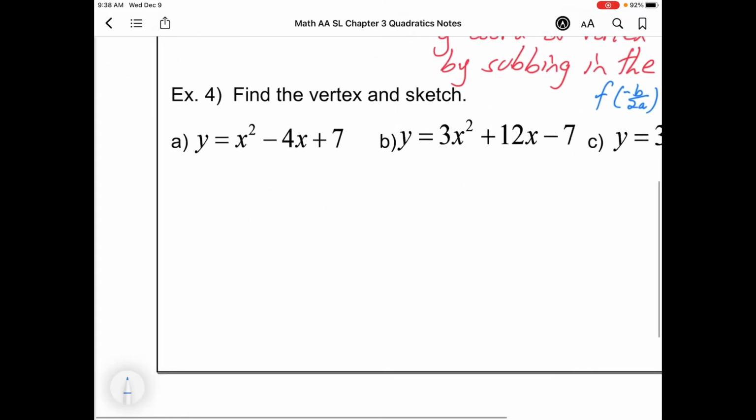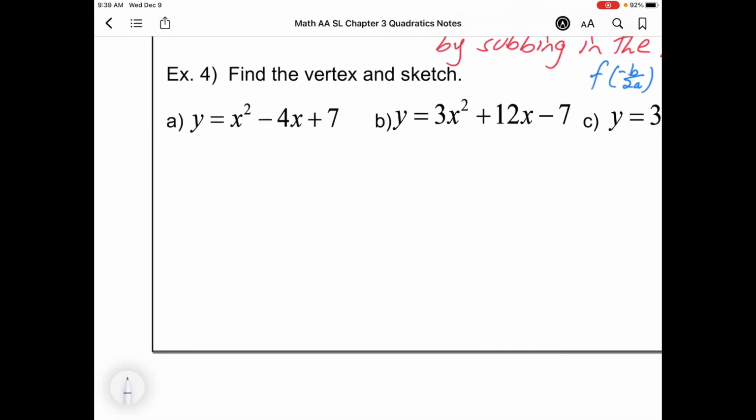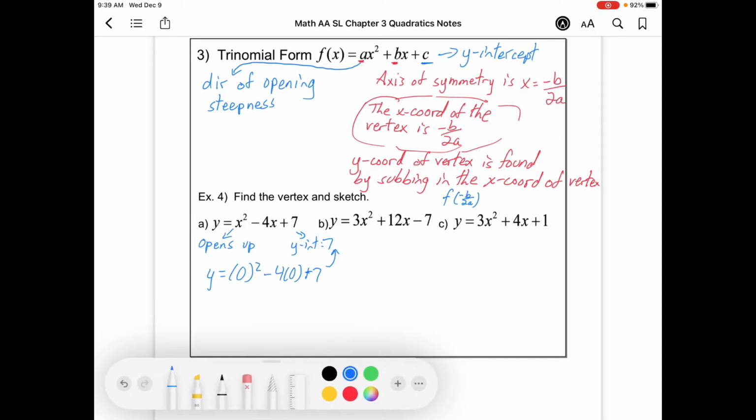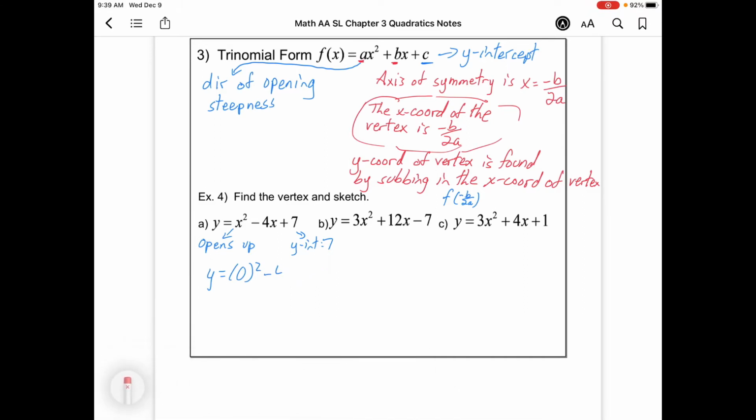The first one says y equals x squared minus 4x plus 7. Maybe I want to have all my information here too. So what do I know? I know since it's a positive leading coefficient, it opens up. I know that it has a y-intercept of 7. And this is only for trinomial form. If you think you're going to botch it, actually throw in 0 for x and see what you get. Oh my gosh, you'll get 7, right? But we can save a step by noticing that in trinomial form, it's just that last constant on the end.